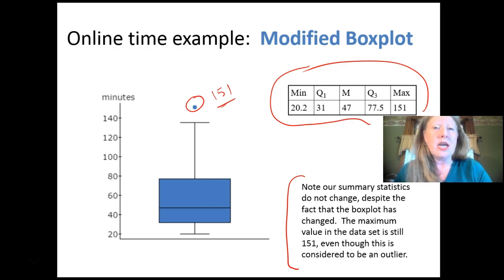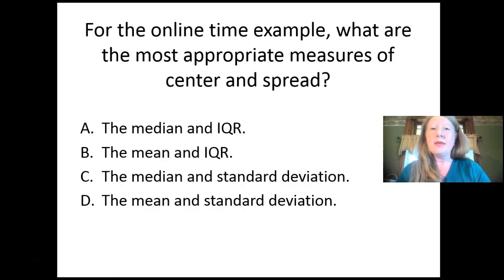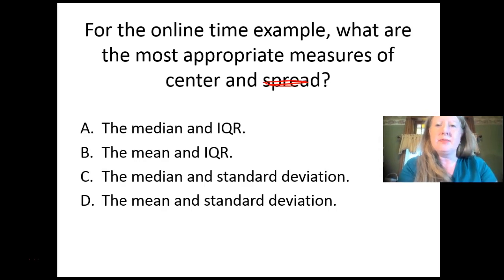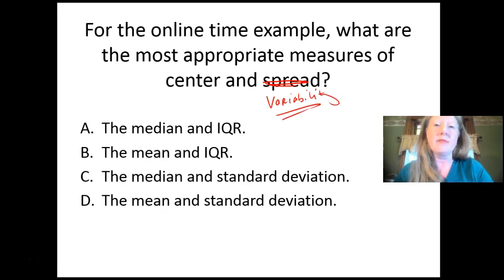So the 5-number summary doesn't change, but how you plot the data using a box plot will be modified a little bit if you know that you have an outlier in your data set. So now let me ask you a question. For the online time example, let's say that you had to come up with the most appropriate measure of center, and this should not say spread, it should say variability. Sometimes we refer to variability as something called spread, but we're calling it variability now. What do you think would be the most appropriate measure in this case, the measures of center and spread? Or do you think maybe it wouldn't matter? Could you use anything? So you've learned so far about the median as a measure of center, and the mean as a measure of center, you've learned about the standard deviation and the IQR as measures of variability.